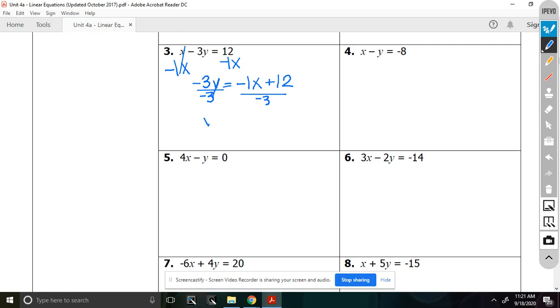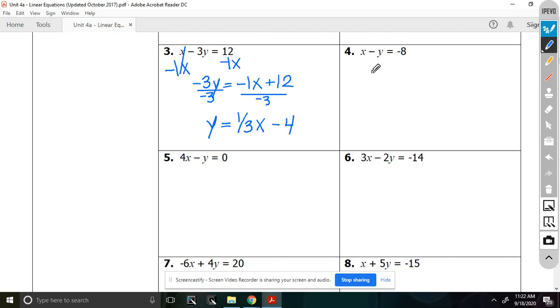So now I get y equals, and I have negative 1 over negative 3. A negative divided by negative is a positive, so I know that slope's now positive. And then I have 1 over 3 that doesn't simplify, so I'm just going to write it exactly how I see it. And then 12 divided by negative 3 is minus 4.